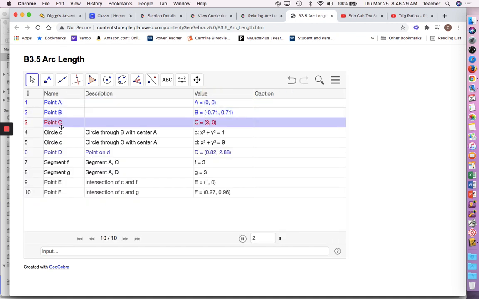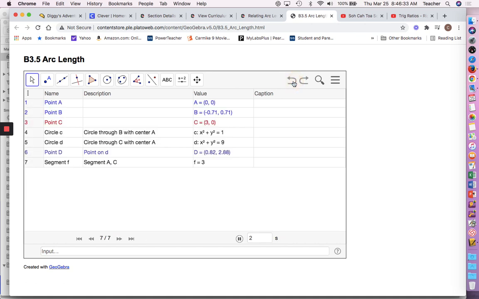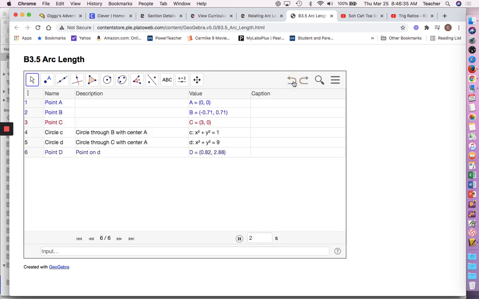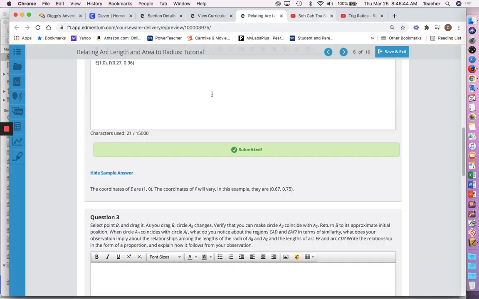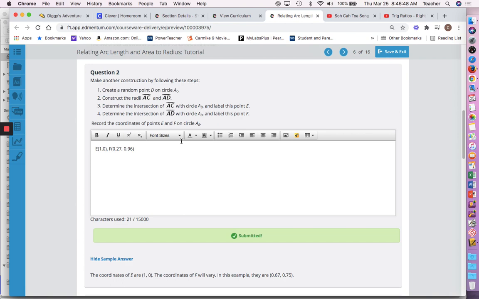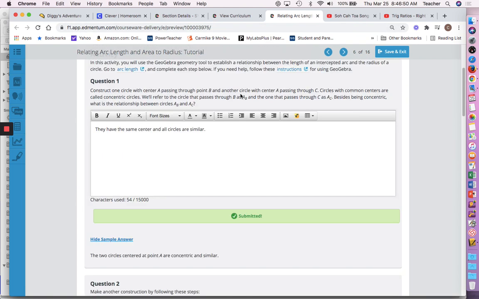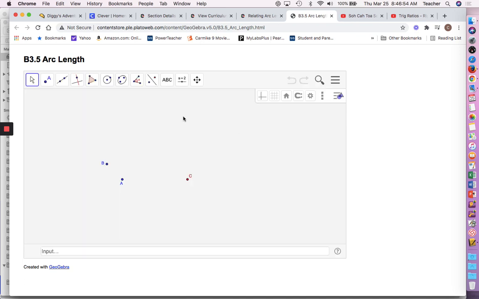Whoa. Let me undo. No! No! I lost my graph. Darn it. Okay, so I've got to do it all over again. Dang it. I was just trying to close it up, and that didn't work out so well.